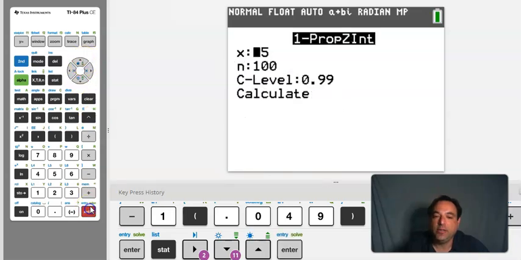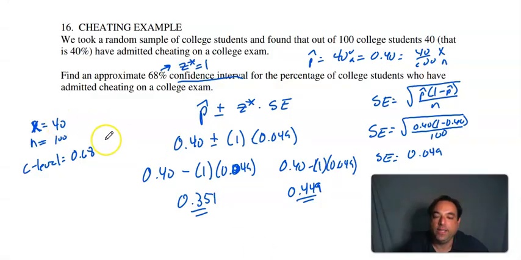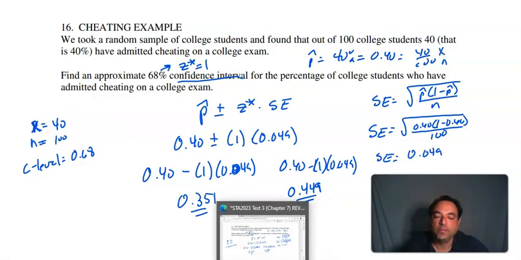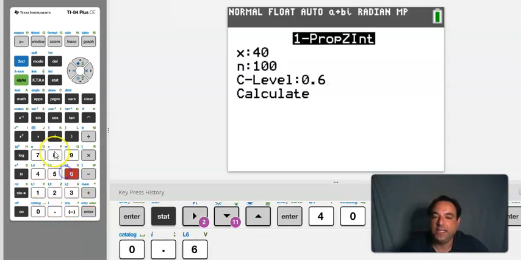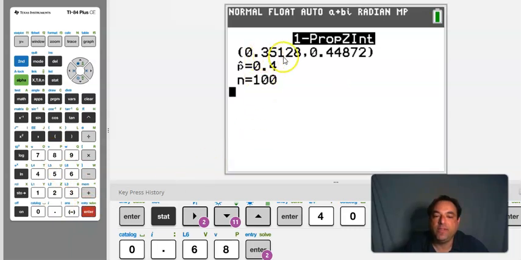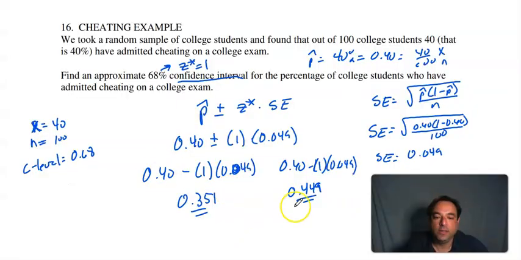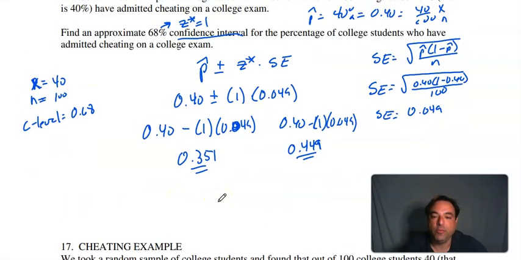And again, what the calculator wants is x, which was 40, n, which was a sample size 100, and the C level, which is 0.68. Go to calculate, hit enter, and we got 0.351, 0.449. Notice, very close to what we got, so we know we did it correctly. And then we can write the sentence.